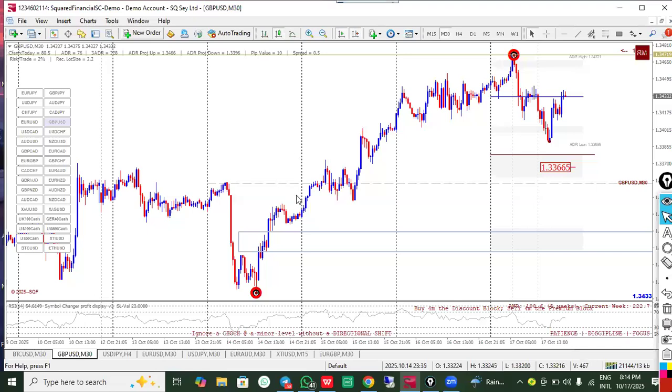Now, most of the time, when price is approaching your support level or your resistance level, you need to watch out for the kind of candlestick that the market is printing before you sell at that point.